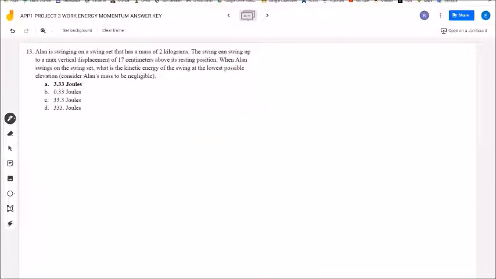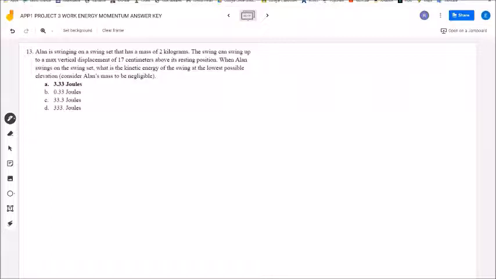All right, number 13. Alan is swinging on a swing that has a mass of 2 kilograms. The swing can swing up to a max vertical displacement of 17 centimeters above its resting position. When Alan swings on the swing set, what is the kinetic energy of the swing at the lowest possible elevation? We have to keep in mind that Alan's mass is negligible, so we just ignore his mass. This is good because they don't give us his mass.